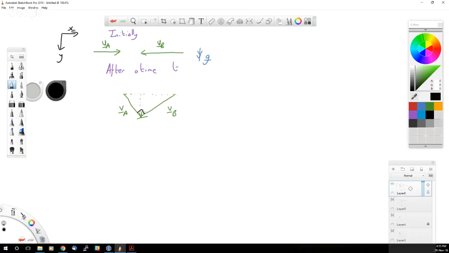Angle. We've also got right angles here and here. And we said that there's no acceleration horizontally. So in fact, this component has a magnitude of UA, and this horizontal component here has a magnitude of UB. So then we've got a Pythagorean triangle where the sides are VA and VB, and the hypotenuse is UA plus UB.